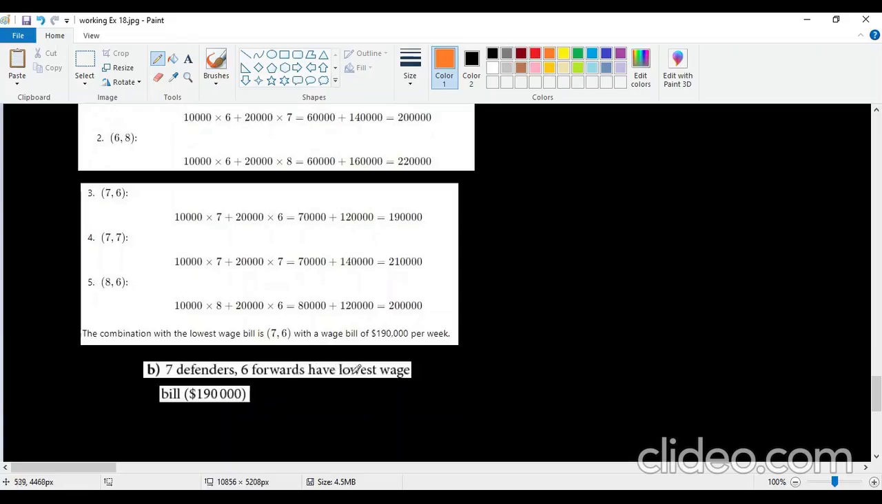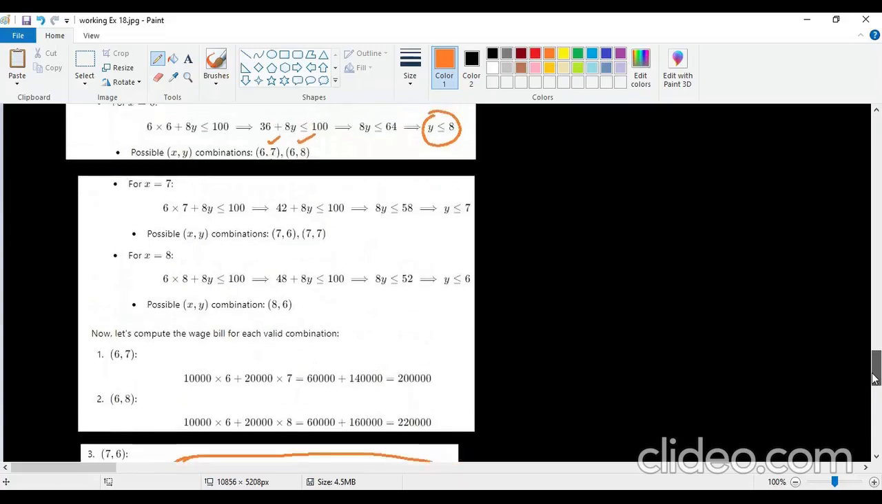So when you have 7 defenders and 6 forwards, it has the lowest wages. This is the one which is giving you the lowest. Any other possibility is going to give you more than 190,000, not less. So that is not going to be the possibility, because he needs to have the lowest bill. So the lowest bill is for 7 defenders and 6 forwards, which is going to cost 190,000.